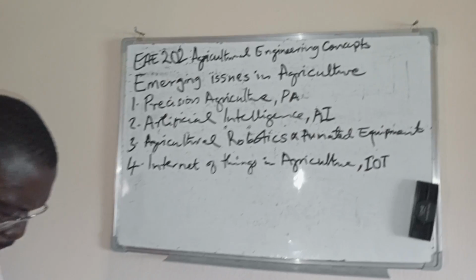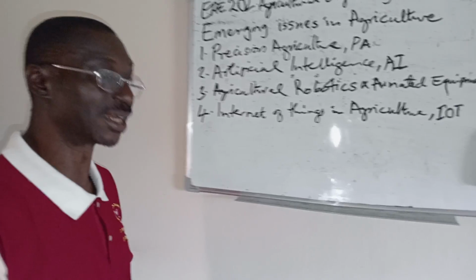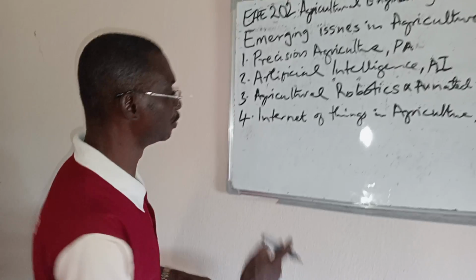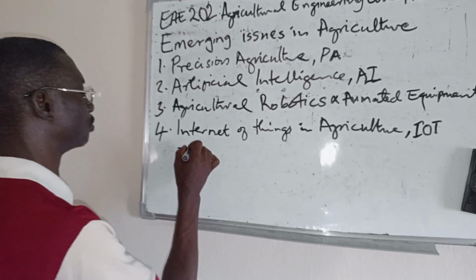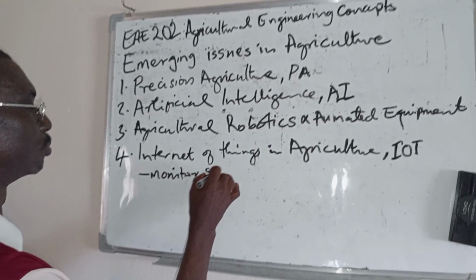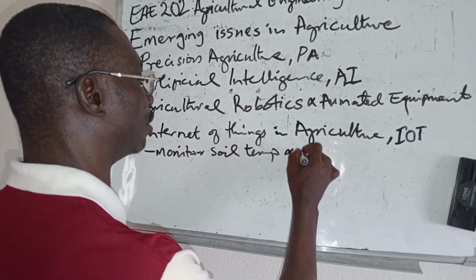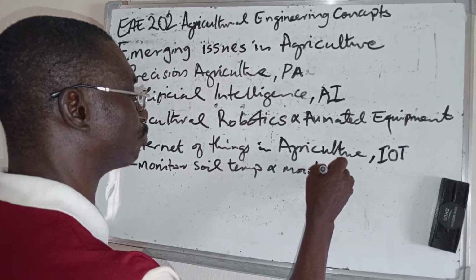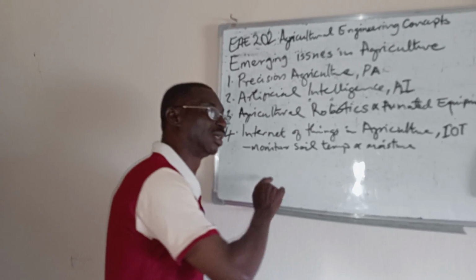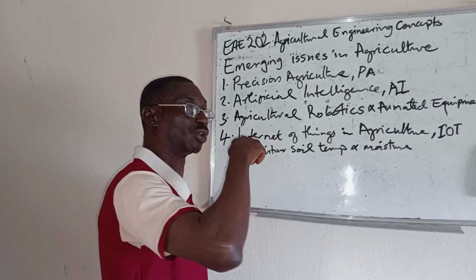So, the application of this in agriculture includes monitoring soil moisture and temperature. So there's equipment, when you put it, it will monitor the soil temperature, it will monitor the soil moisture.